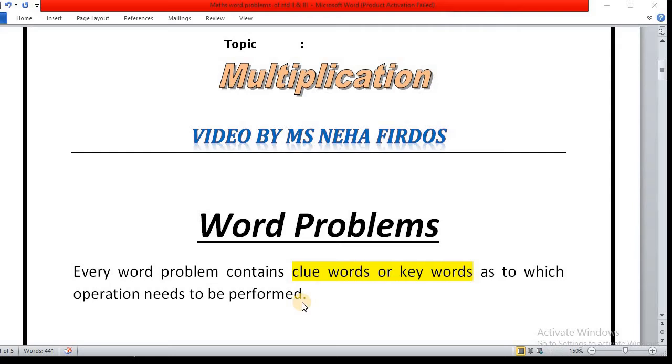Children, whenever you are solving any word problems, there is some keyword which helps you to identify which operation can be used. In the last class, you learned some keywords for addition and subtraction. Today, you will learn some keywords for multiplication. So, let's learn one by one.